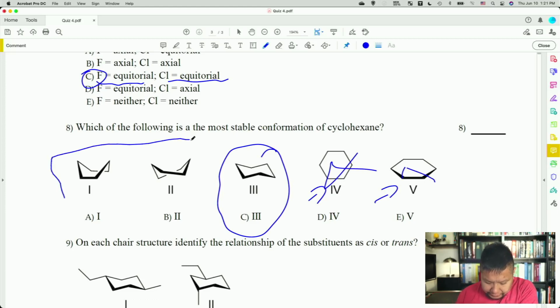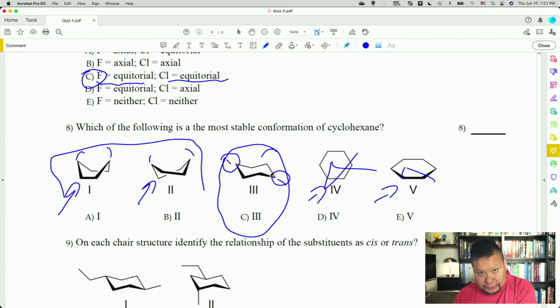These definitely are conformations, right? But this is a twisted boat conformation that's not stable, and this is also a boat conformation that's not stable because you have the two CH2s up here, both close to each other, much closer than they would be in the chair conformation, completely opposite of each other. So the answer here is C, structure 3.